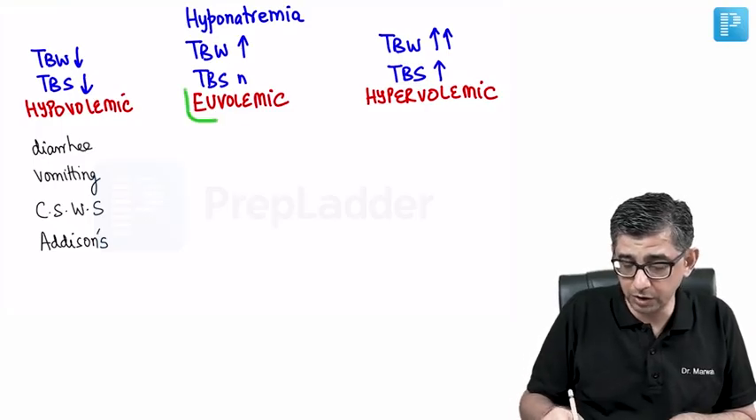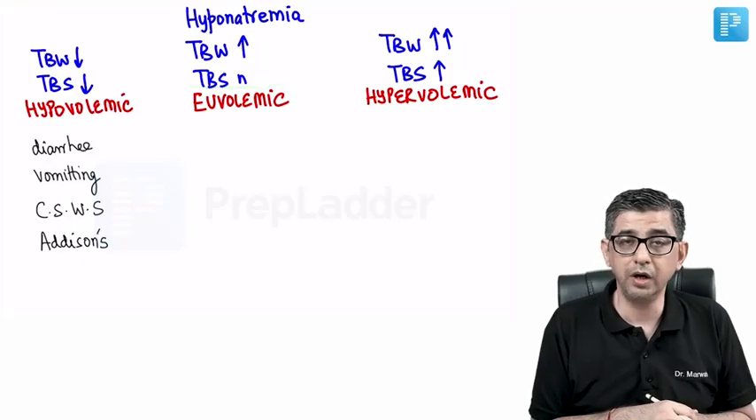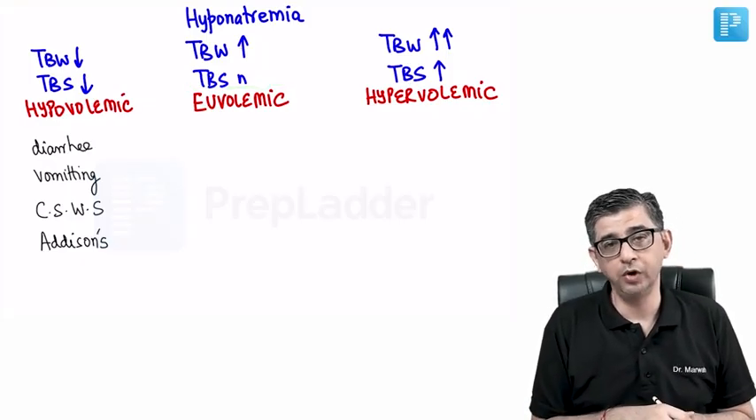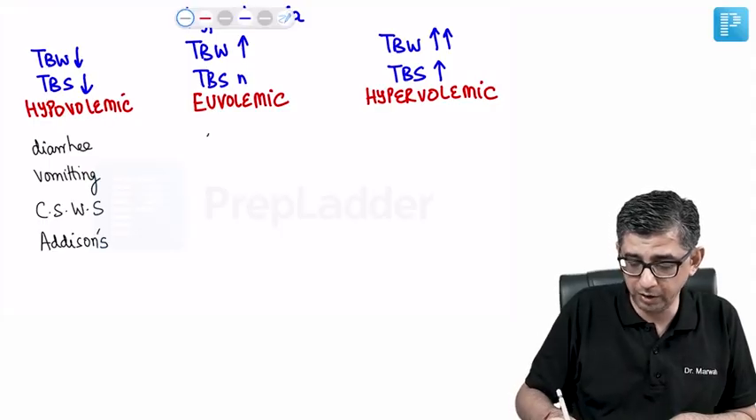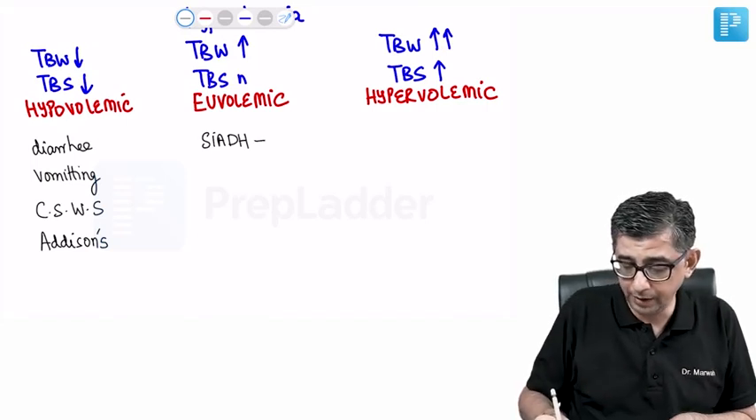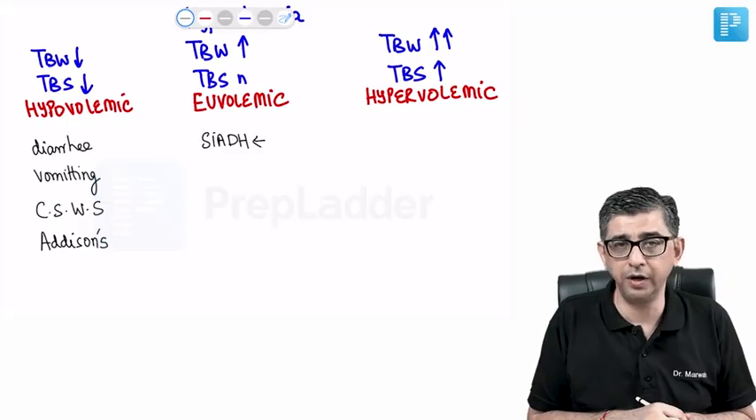I mean, most of the questions in your exam, including the FMG exam, would be asking you regarding euvolemic hyponatremia. So do not neglect this topic, euvolemic hyponatremia, coming up. The first entry that I would like you to remember here is SIADH, syndrome of inappropriate ADH secretion. Now, there is a possibility that they may not write the word SIADH, but they might write causes of it.